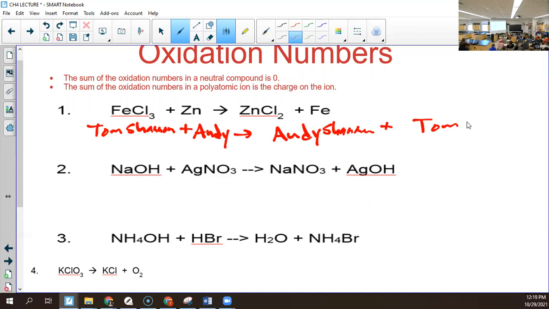Okay, you're good. So a single replacement will always be a redox. Now you don't have to write why, but the reason is because there are always changes in charges. So let's apply our rules and see what we've got going here.